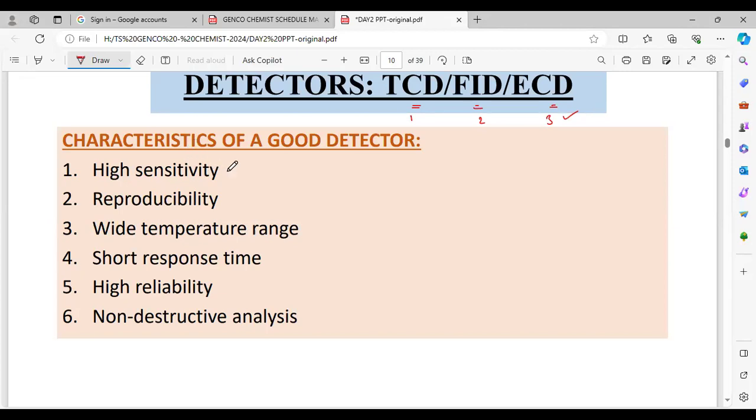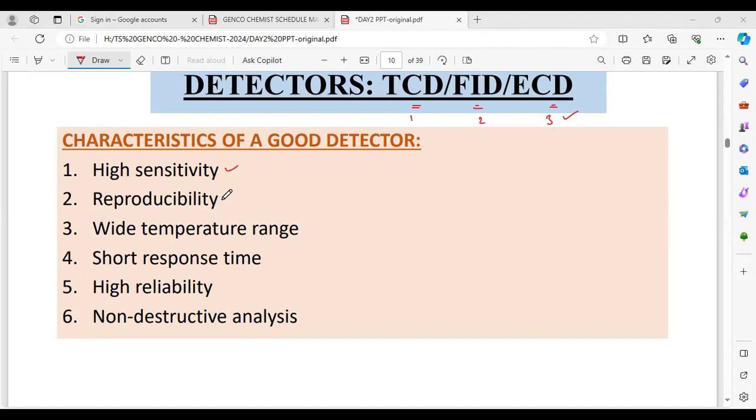It should have high sensitivity. That means even if a small part of the sample is entering into the column, it should detect that. At any cost, it should detect even a 0.1 microliter sample. 0.1 is very, very less.